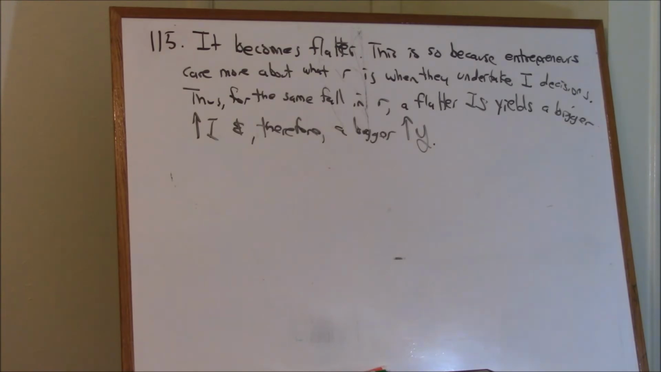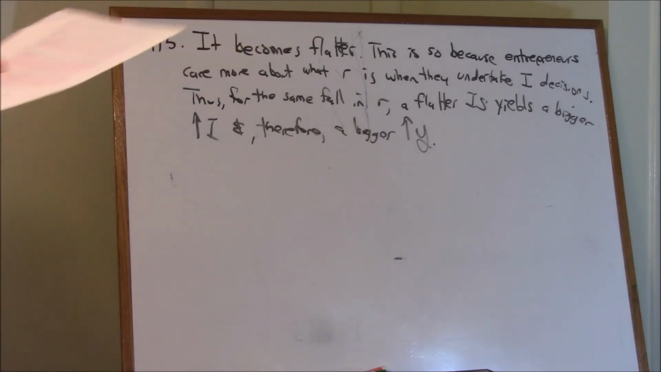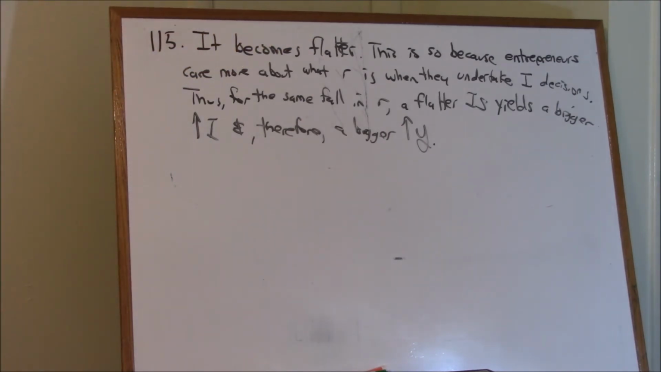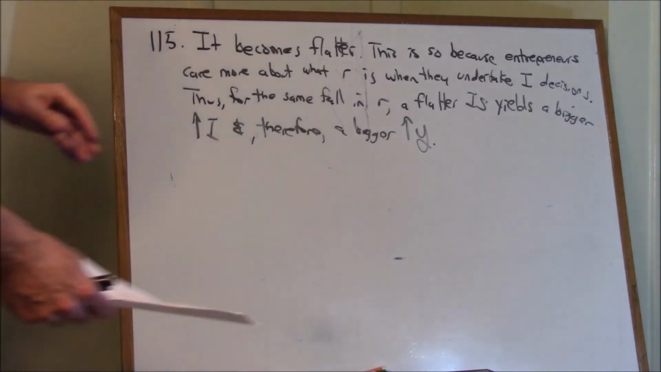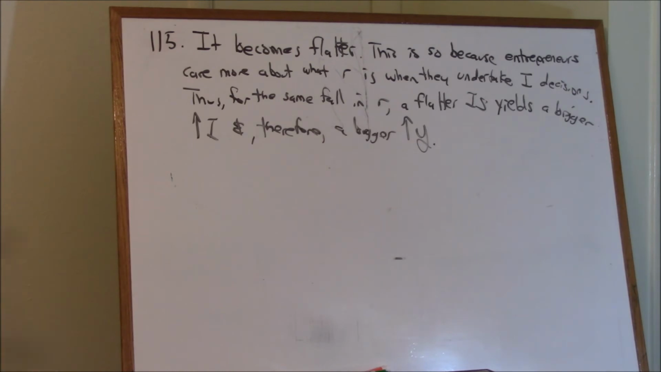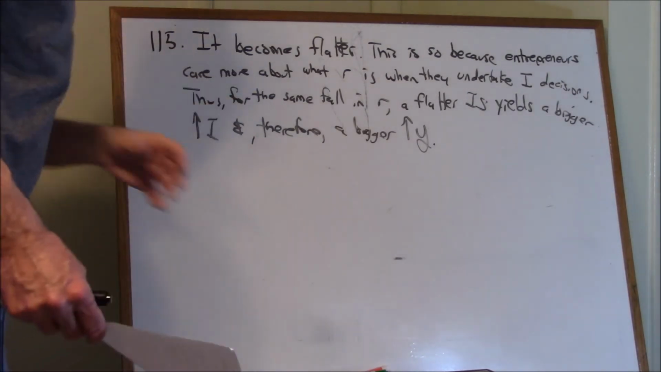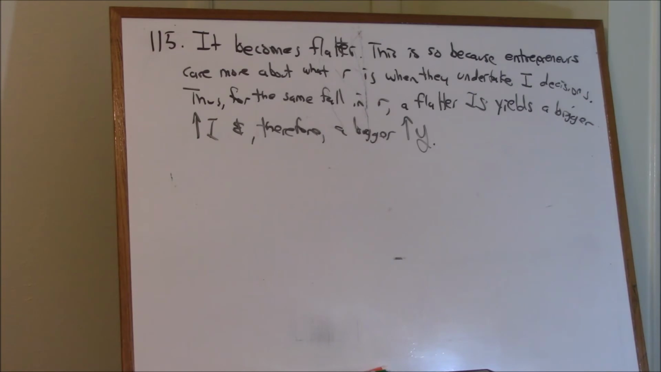What happens to the IS curve when the investment function becomes more interest sensitive? It flattens out. Why does that happen? Because entrepreneurs care more about what the interest rate is when they undertake investment decisions. And thus, for the same fall in R, which is exactly what we just illustrated, a flatter IS yields a bigger jump in investment and therefore a bigger jump in GDP. So, a flatter IS curve gives a bigger jump in GDP when there's a fall in the interest rate.